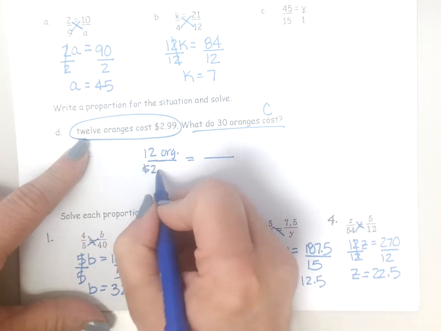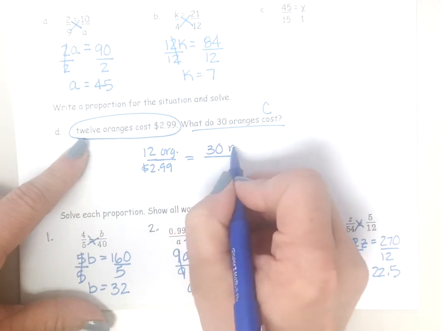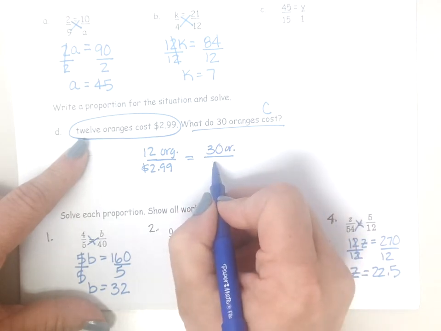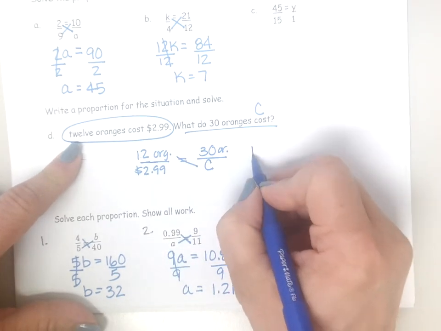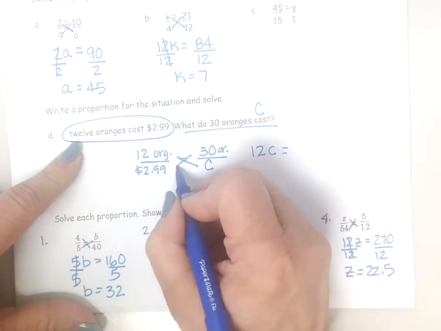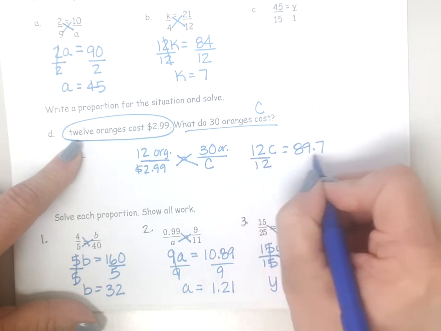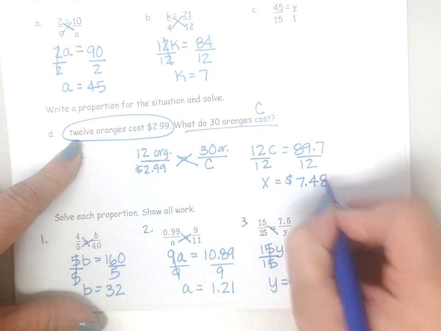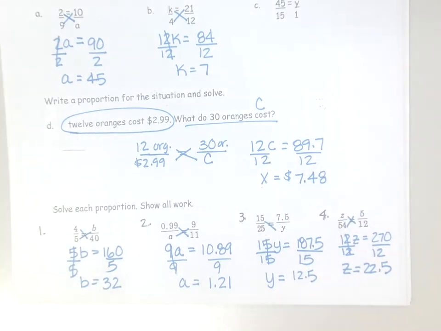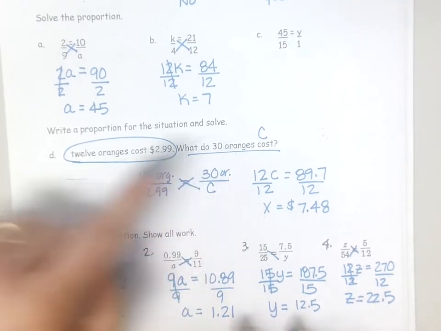and then $2.99. If I have 30 oranges, and I'm going to do C for the cost because I don't know that cost. Well, then I can do my cross products. 12C, $2.99 times 30 gives me 89.7. I'm going to divide both sides by 12 and round it to 2 decimal places because it is money, and I get $7.48.